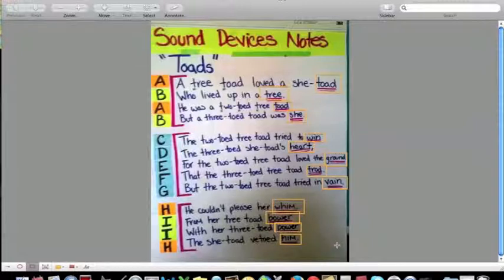This is how we identify rhyme scheme. Whenever there are two words that rhyme, they get the same letter. In some poems, you will find that one word up in the first line of the poem rhymes with the very last word of the poem. So just keep that in mind as we continue to work with rhyme scheme.